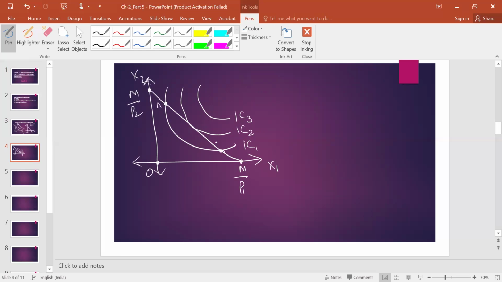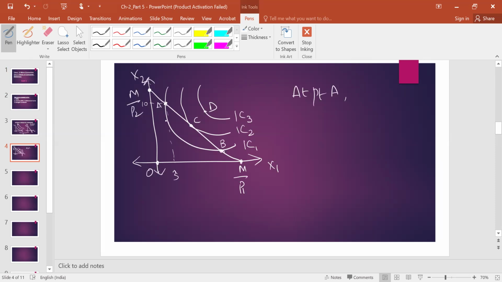I'm just naming these consumption bundles A, B, and C, and let's say D. At point A, would the consumer like to consume consumption bundle A? Yes, he can consume it because he is spending his entire income. If he consumes this consumption bundle A, which gives him, let's say, 3 units of X1 and 10 units of X2, he is spending all his income on both the goods.